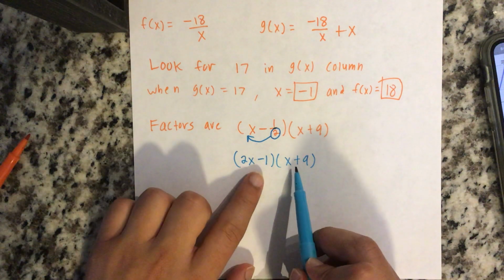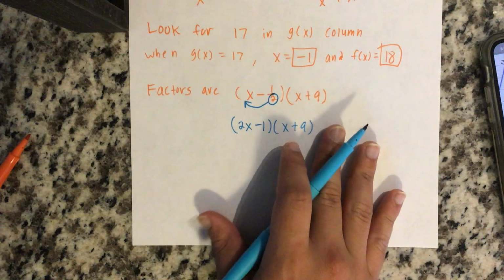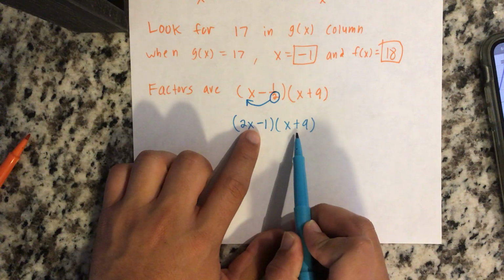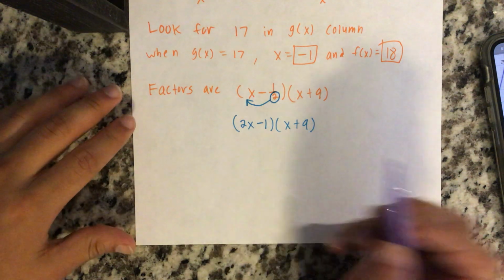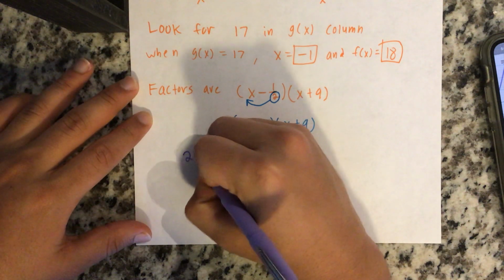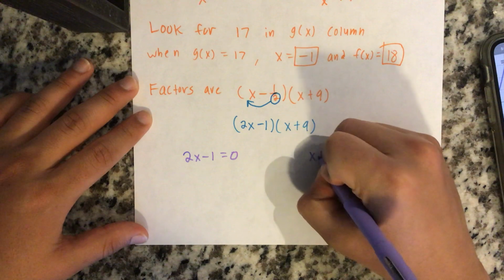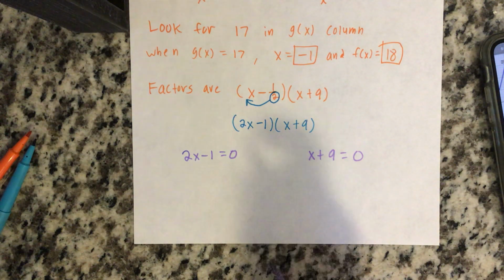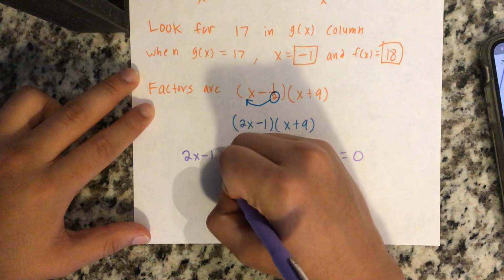So again, if this were last week, we would be done here. But we have to solve. I want the solutions. So the next step, I need to set both of these equal to 0. So let's do that. So this left one, 2x minus 1 equals 0. The right one, x plus 9 equals 0. Okay? So let's start on this left one. Okay? So we draw our line.